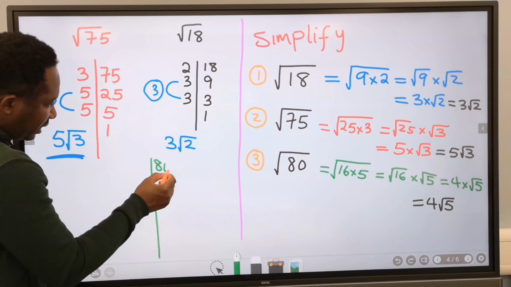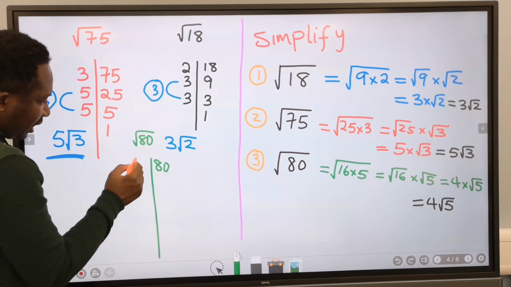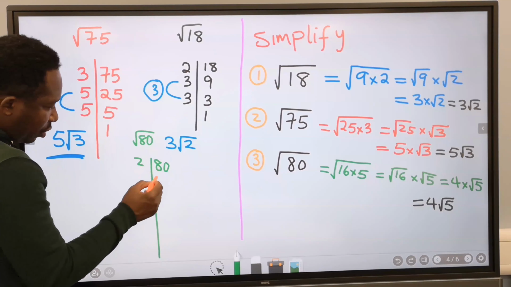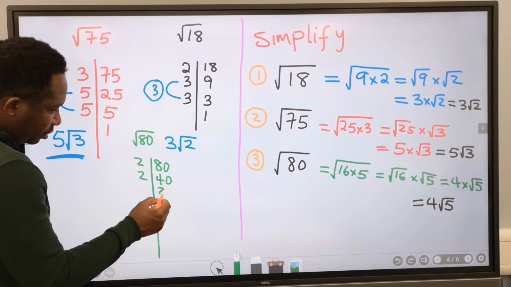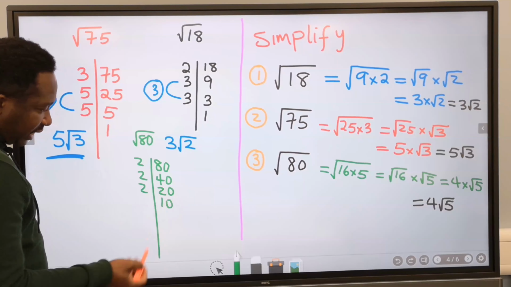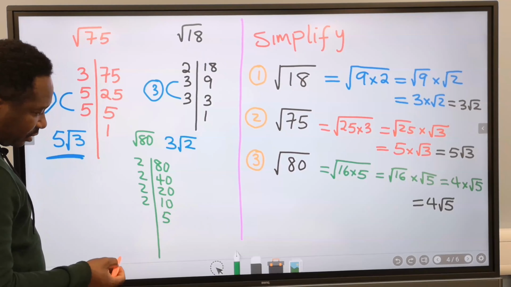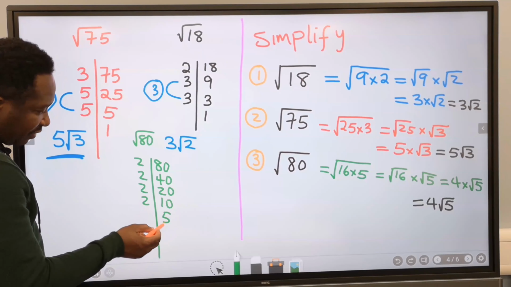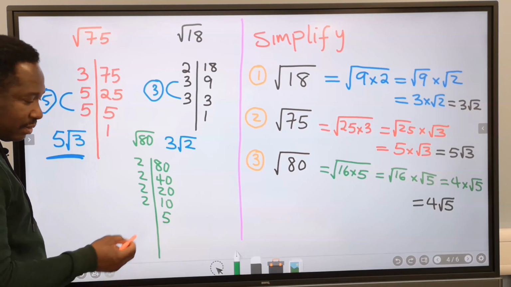I will write 80 here. That's root 80. I will start with 2. 2 will go into this, 40. 2 will still go, 20. 2 will still go, 10. And 2 will still go, 5. 2 cannot go into 5. 3 cannot go into 5. 4 cannot go into 5 without a remainder.